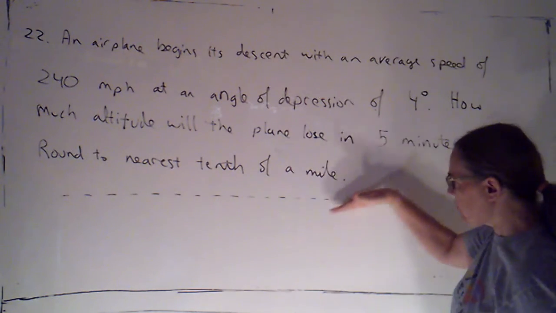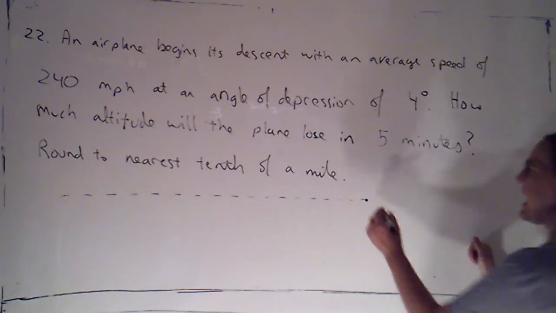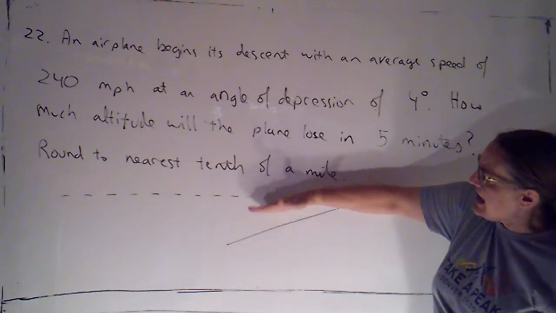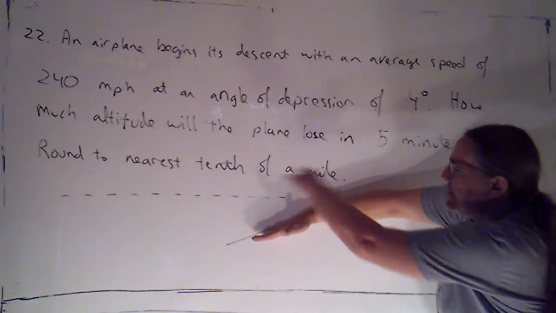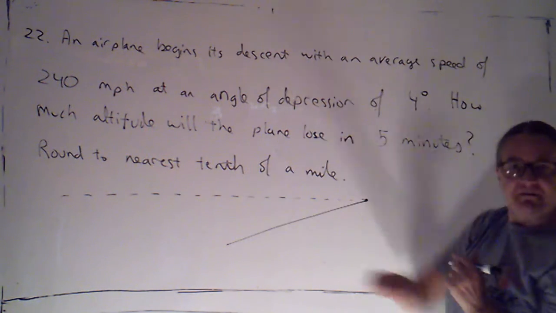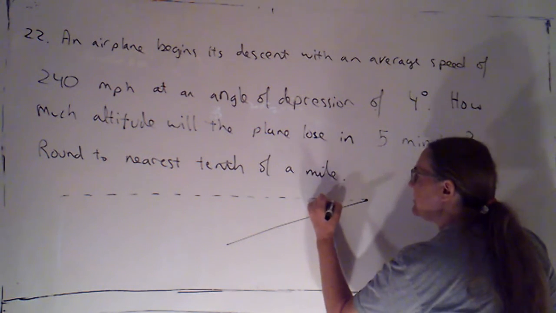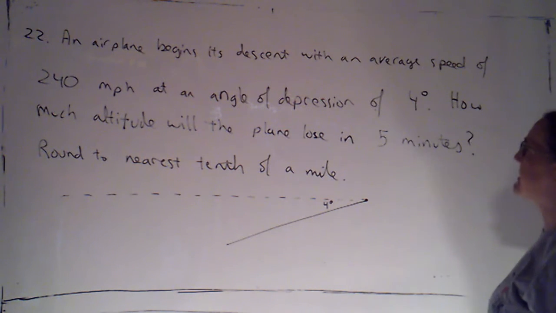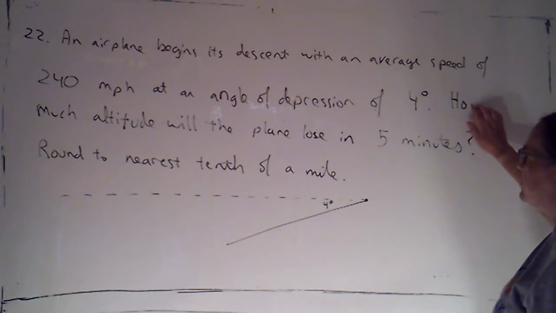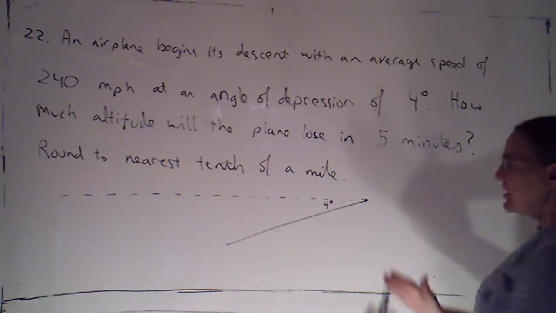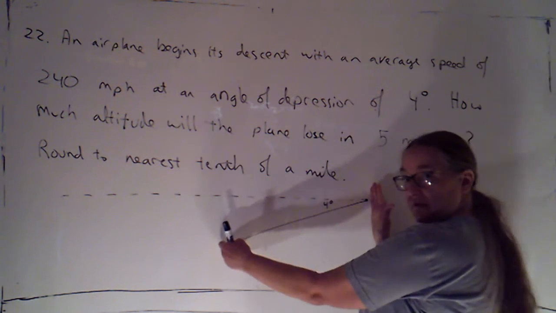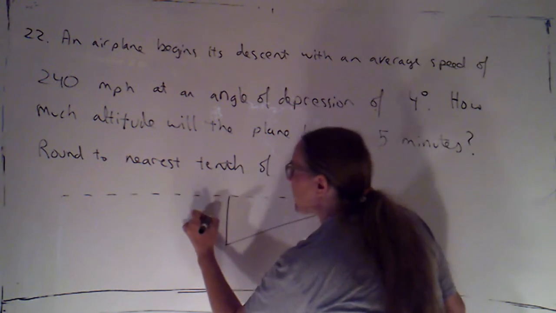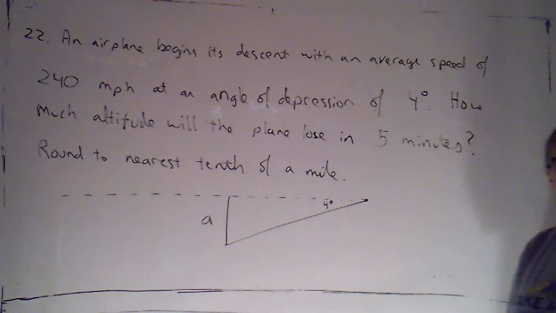That would represent the path the plane would be flying along if it stayed at a constant altitude. But it's not. It's going to start to descend, and we're told that the angle of depression is 4 degrees. That angle is the angle the plane makes with this imaginary line at a fixed altitude. So this angle is 4 degrees. And we're asked how much altitude will the plane lose in 5 minutes. So if this represents the distance that the plane goes in that 5 minutes, we're really concerned with this right here. I'm going to label that A for altitude.